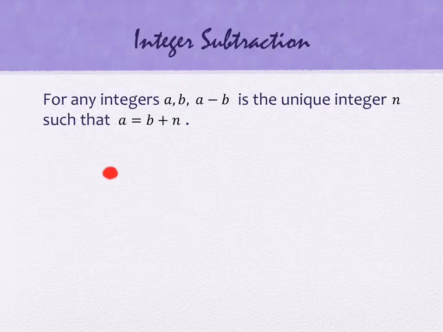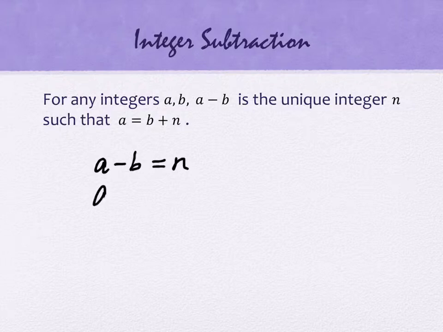So all this is saying is that if I have a minus b and it equals n, this is the same thing as saying a equals b plus n. It's simply the amount that we need to add to b to get back to a. That's what n is. It's the amount that's missing. It's the missing portion.